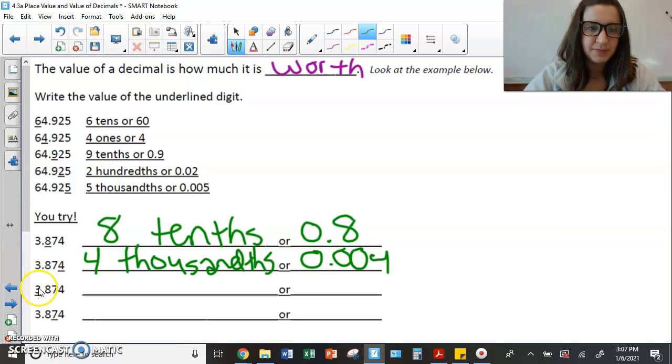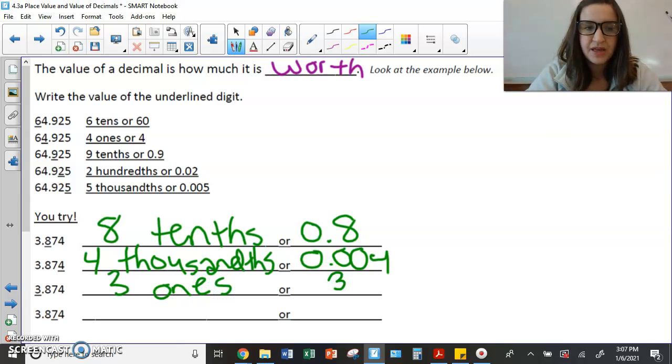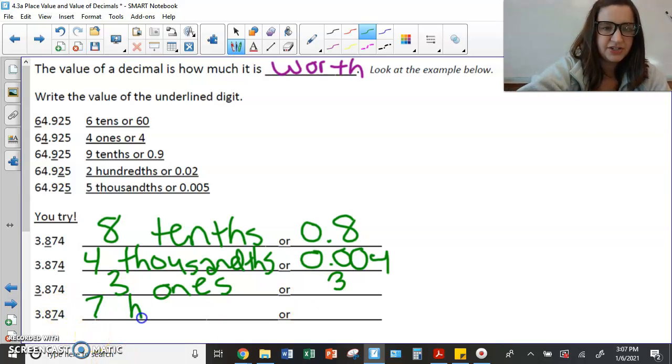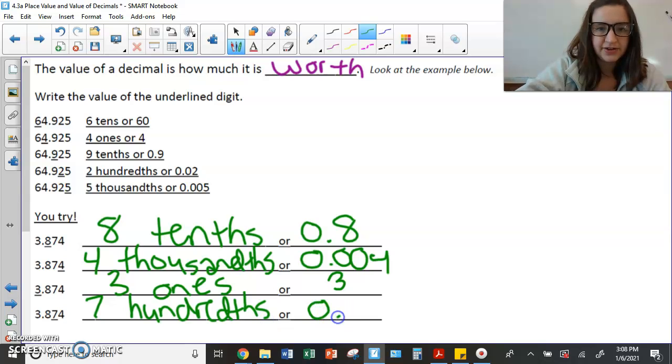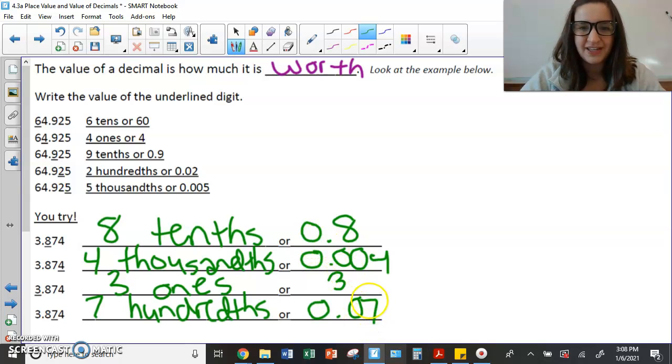This 3 is in the ones place. So this is just worth 3 ones, or otherwise known as 3. This 7 is in the hundredths place, so I would write 7 hundredths. Or I would write a 0 with a decimal point after. I would put my 7 in my hundredths place, and I would put a 0 as a placeholder in my tenths place so that I can show that the 7 is in my hundredths place, and that's how much it's worth.